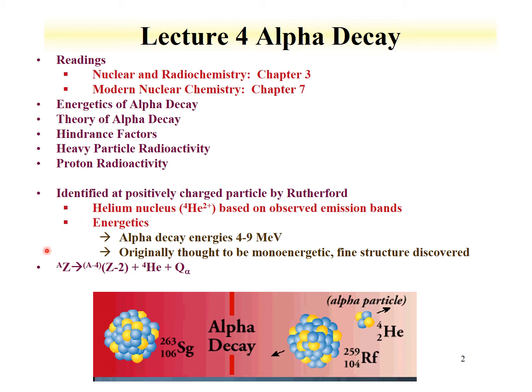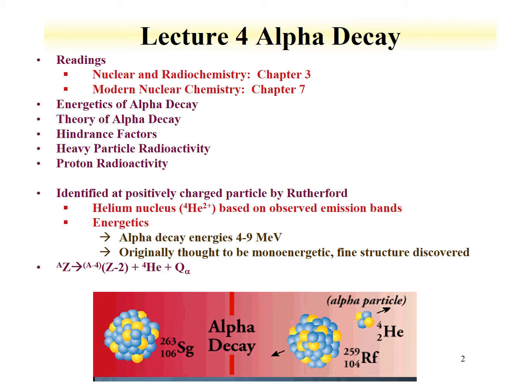And our general trend for alpha decay, as we discussed earlier, is that a parent decays to a daughter. It loses 2 protons. The A changes by 4 because 2 neutrons are also emitted. They're emitted as this alpha particle, and we have this Q value.